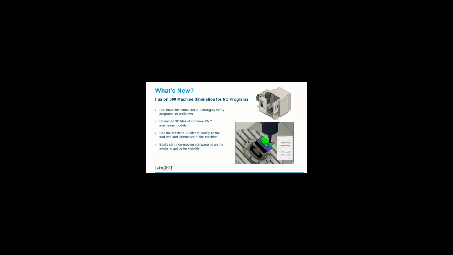Also, in the machine simulation, we have the ability to run the machine builder, so we can configure a multi-axis machine. If we have a machine that maybe is a 3-axis, but we want to add multi-axis to it, we have the ability to set that machine up manually in the machine builder. And lastly, with the simplified models, we can also go in and strip out parts from the model just to get a better visual when we run the program. Okay, so I'll go ahead and share my screen here.